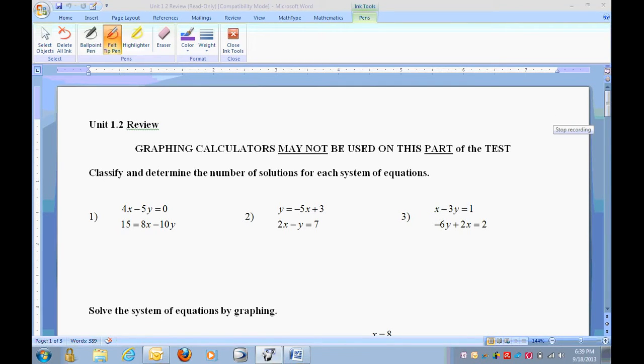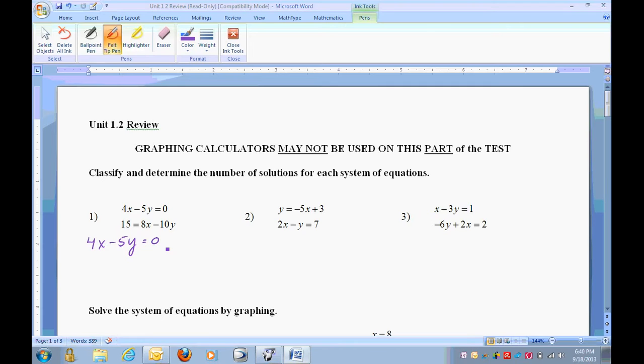Okay, so let's start on the section that will not have your graphing calculator on. In problem 1, they're asking us to classify and determine the number of solutions for each system of equations. So I can go ahead and take 4x minus 5y equals 0. And in these problems, I don't necessarily want to solve.